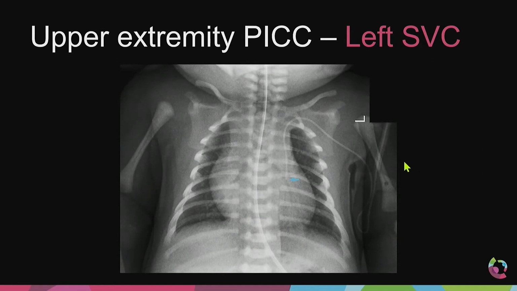Other odd things you might see with central vascular catheters: there is a subset of patients, particularly patients with congenital heart abnormalities or even variant anatomy. You can have a left-sided superior vena cava or bilateral superior vena cavas.